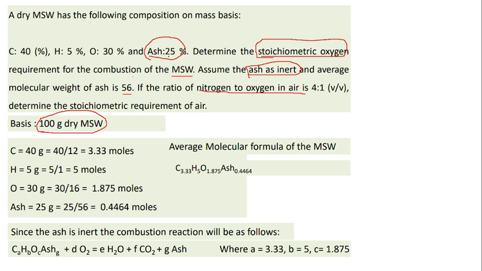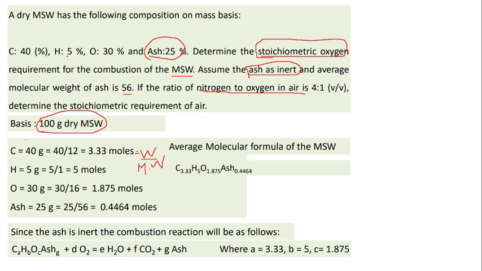Before that, we are going to find the moles of each and every component. To find the moles, we have the weight percentage. Moles is equal to weight by molecular weight. We know the weight of the carbon is 40. The molecular weight is 12. 40 by 12 is 3.33 moles.